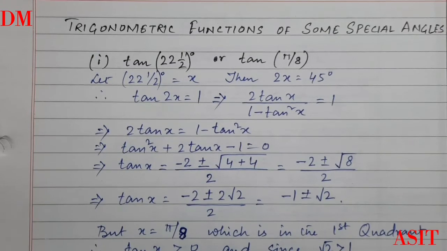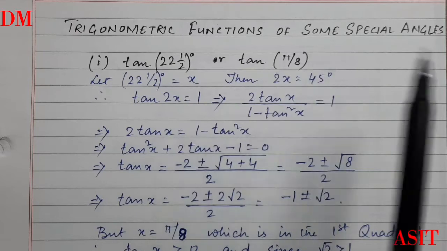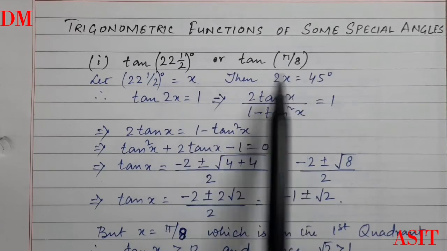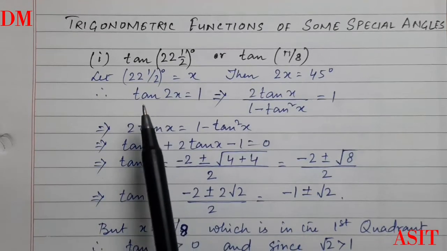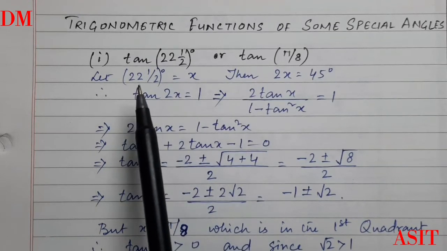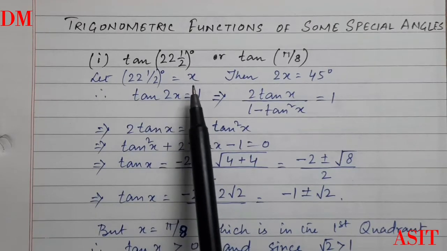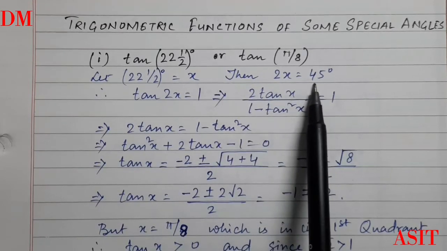Now we will learn some special angles, the trigonometric functions of some special angles like 22.5 degree, that is pi by 8. So tan 22.5 degree will be, now we need to find out the value. So for that we can assume that 22 and a half degree as x. So therefore we can say that 2x equals to 45.